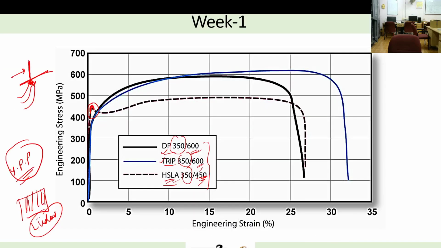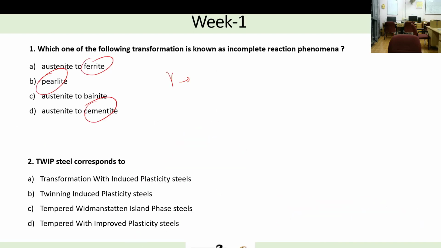So here in the options, the correct answer is austenite to bainite. If the option were, let's say, austenite to martensite, then option E would also be there and option C would also be there. So austenite to bainite is a kind of incomplete reaction phenomenon that needs to further react to form an equilibrium phase. So the right answer is option C.